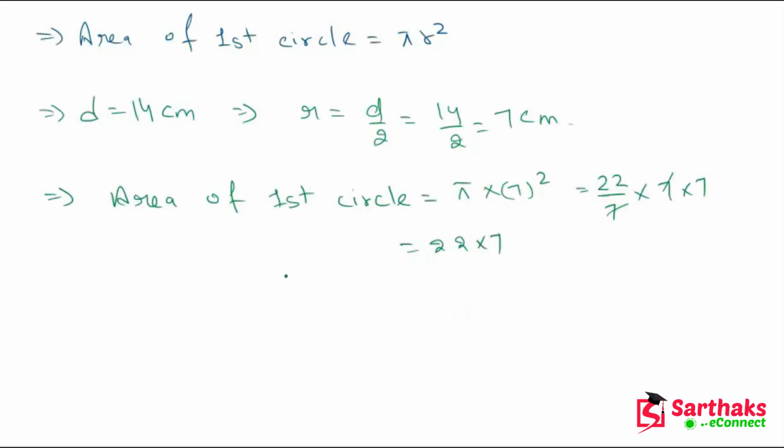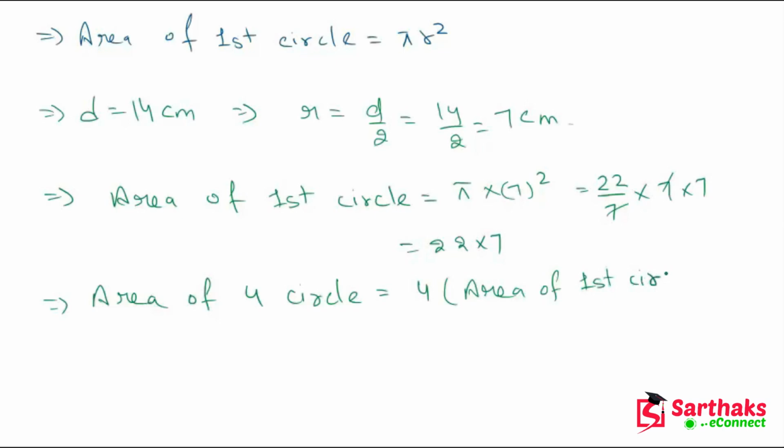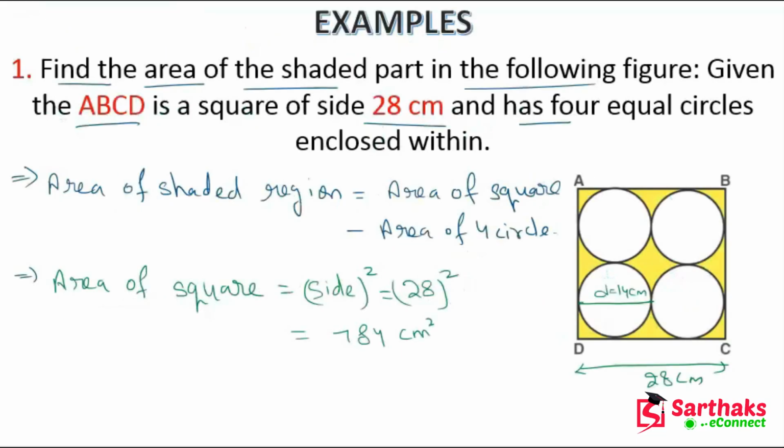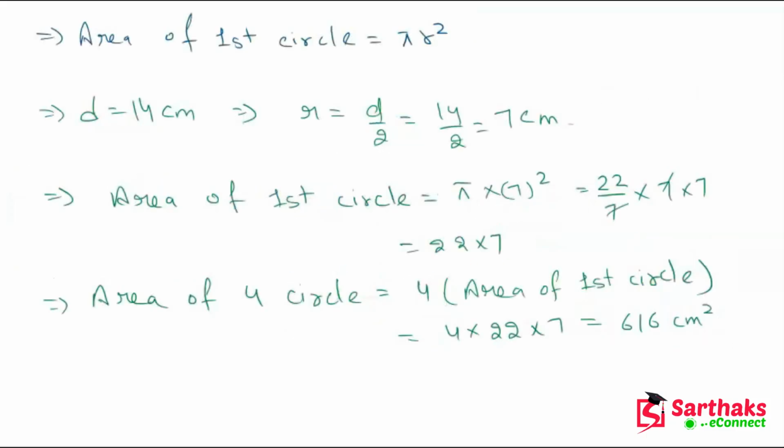Now this is the area of one circle. The area of 4 circles, we can multiply by the area of the first circle. So this will give 4 into 22 into 7. If we multiply this, we get 616 centimeter square. I hope you get this point. So now we have the area of square and the area of these circles, so we can easily find the area of shaded region.